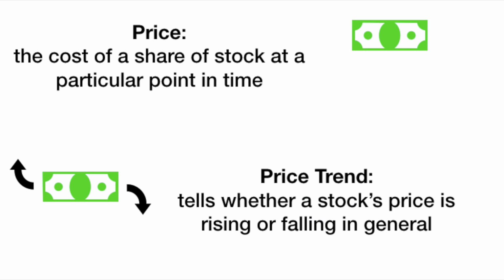Now, let's go over these concepts. The first is price trend. A price is the cost of a share of stock at a particular point in time. A price trend tells whether a stock's price is rising or falling in general. Why are investors pleased when a stock's price is rising? Well, a rising stock price means that the stock is growing in value. Investors make money from their investments when their stocks rise in value.